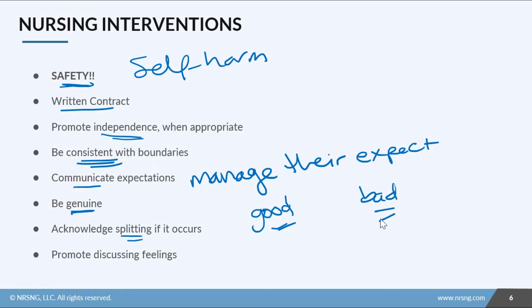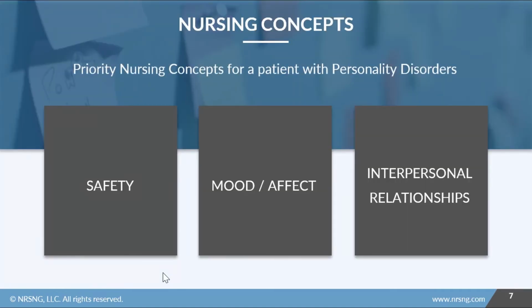So they may say, well, Susie was my nurse yesterday and she said I could go outside, or even just like, I like Joe better than you. And so we need to acknowledge that when it happens by saying something like, I'm hearing that you're frustrated. Let's talk about that instead of trying to compare staff members. So we want them to discuss how they're feeling and the emotions that they're having, not the behaviors or the manipulations. So priority nursing concepts for a patient with personality disorder is safety, of course, mood affect, and interpersonal relationships. Again, you can imagine that someone who's manipulative and doesn't see the consequences of their actions would have a lot of difficulty maintaining healthy relationships.